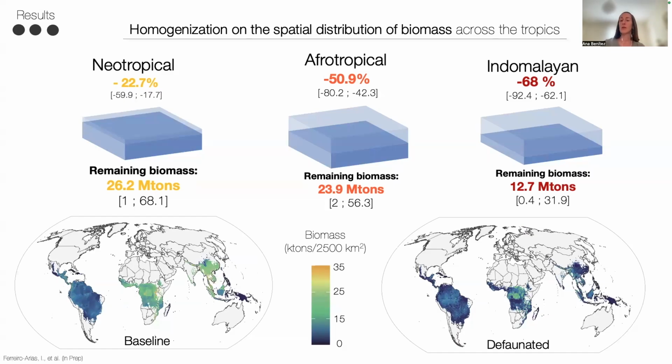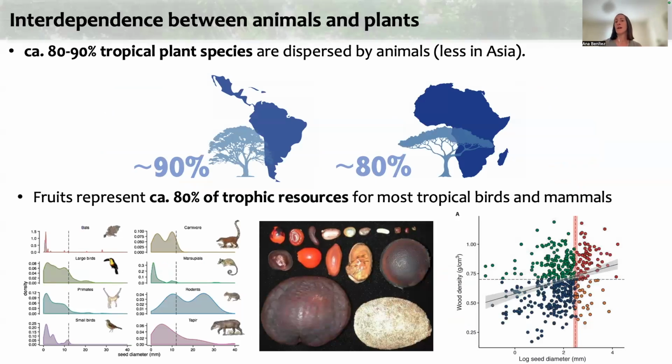These animals we're losing, many of them have very important functions in the ecosystems. And in the tropics, many of them depend on fruit resources for their diet, which is something we have seen in the first slides when I showed you the footage. They were mostly large primates feeding on fruits.